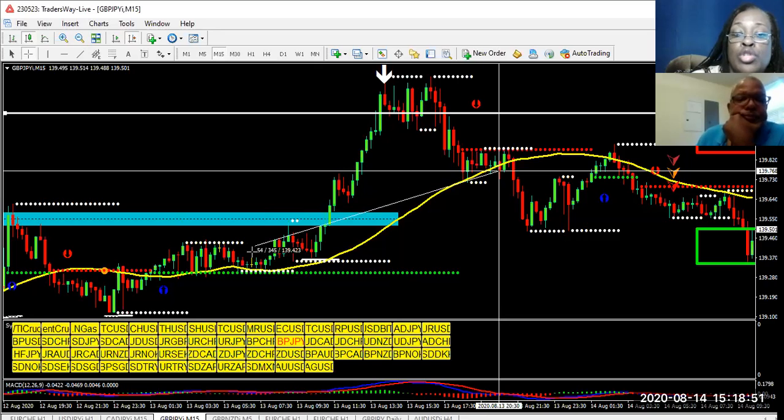So at that point, you enter the trade and you identify where you're going to get out. You might say, I'm going to get out right here. So this is where you would put your TP, that price 139.449. That becomes your take profit price.